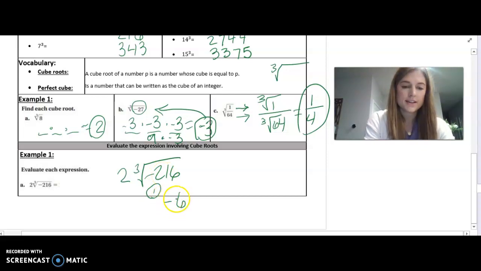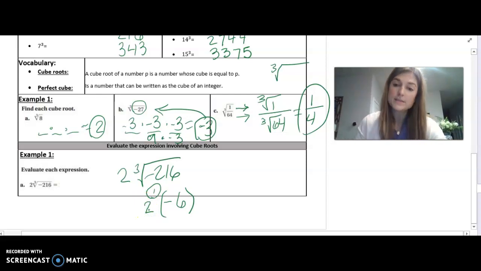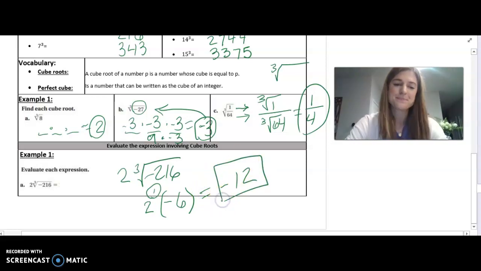So negative 6 is replaced with the cube root, and please note that this is saying 2 times negative 6, not 2 minus 6, 2 times negative 6. So my answer is negative 12.